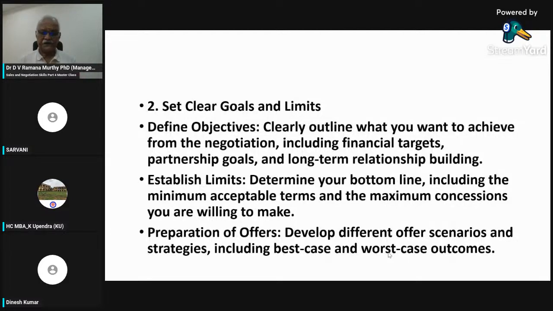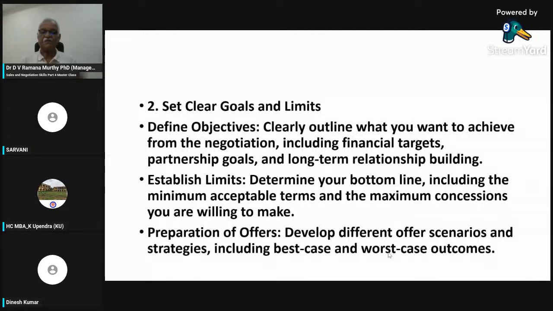Then comes the preparation of offers. If you are sure about your limits and the goals of this negotiation conversation, then you can consider the best case and the worst case. You can't go beyond a particular level where it would be quite disadvantageous for the company, because, as we have said earlier, it is a collaborative arrangement, not a compromise. You need not compromise, as a sales organization, for the sake of getting an order or a sales deal from the client organization.